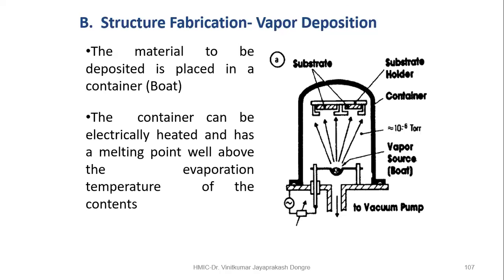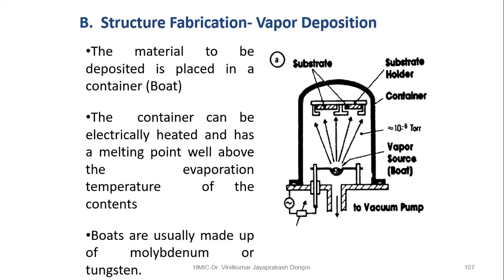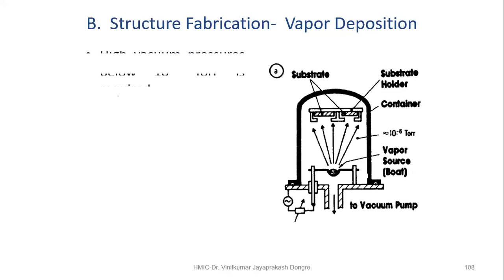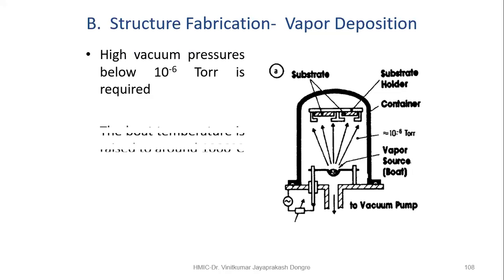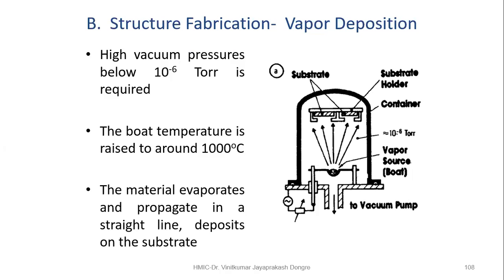The material to be deposited is placed in a container boat. The container can be electrically heated and has a melting point well above the evaporation temperature of the contents. Boats are usually made of molybdenum or tungsten. High vacuum pressures below 10 raised to minus 6 torr are required. The boat temperature is raised to around 1000 degrees Celsius. The material evaporates, propagates in a straight line, and deposits on the substrate.